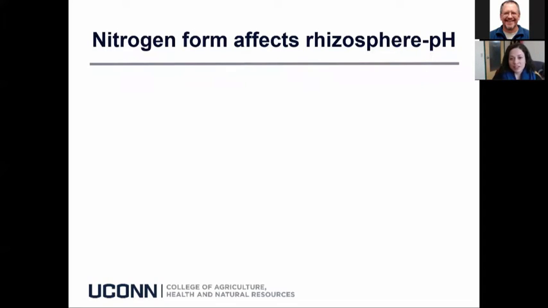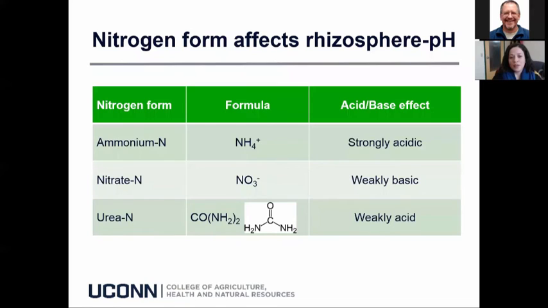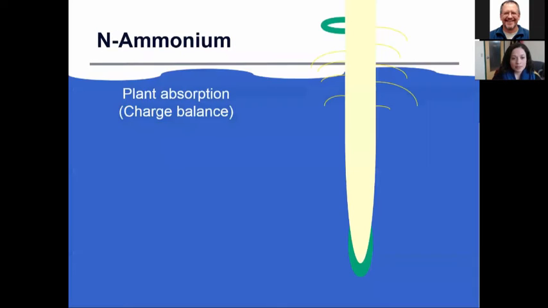The other factor that affects the rhizosphere pH is the nitrogen form. We know that when the ammonium nitrogen is present at higher concentrations, the reaction tends to be strongly acidic. When there's more nitrate, it tends to be more basic or doesn't change the pH. Urea is weakly acid, but urea is something that we don't use in hydroponics.